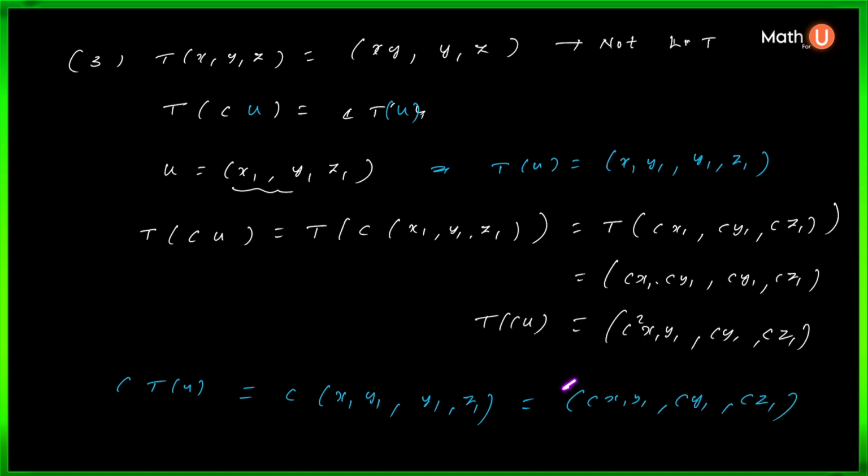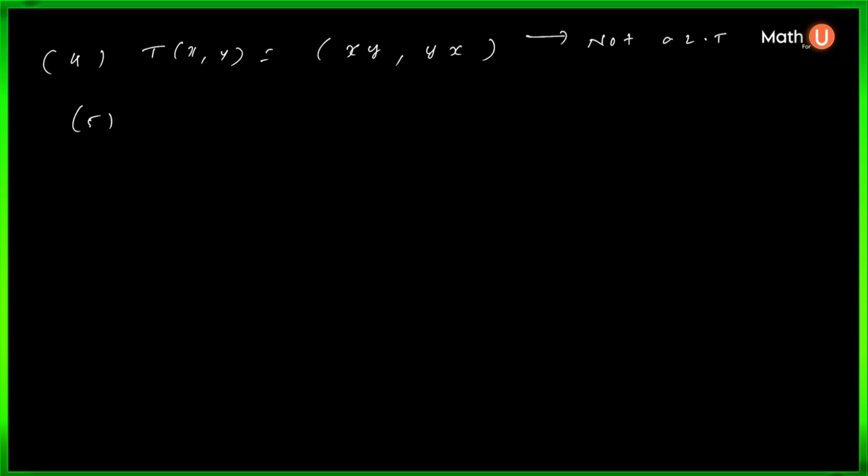If you compare these both, the first term is not the same. These both are not the same. T of c u, the scalar multiplication is not satisfied. T of c u is not equal to c of T of u. That's why it is not a linear transformation. The fourth trick is the same, T of (x, y). Suppose the transformation is given like this also, (x into y, y into x), it is also multiplied, right? It is also not a linear transformation.